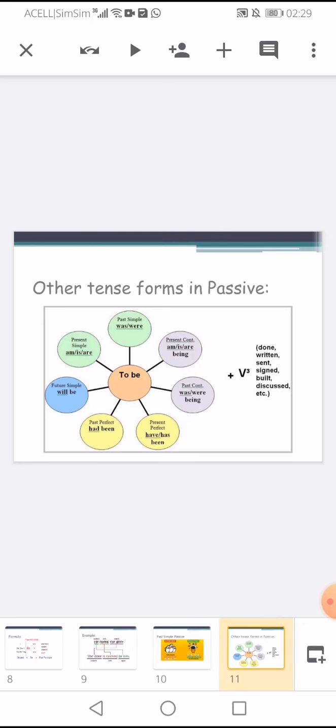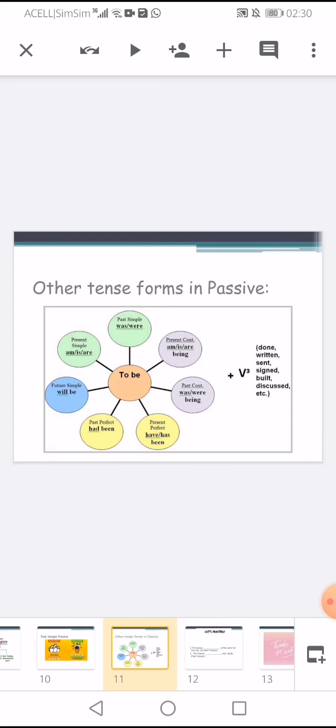Here is another slide showing the formulas for other tense forms in passive. Past simple and present simple we already know. Present continuous: am, is, are, being plus verb 3. Future simple: will be plus verb 3. Past perfect: had been plus verb 3, or past participle, as I say. Present perfect: has been plus verb 3, and past continuous: was, were, being plus verb 3.